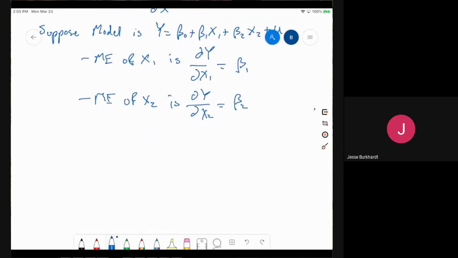Okay, what if we have an interaction? This is a new concept. We haven't introduced this yet. So suppose we have an interaction. What do I mean by an interaction? We have two variables in our model, x1 and x2 now. How can we interact them?